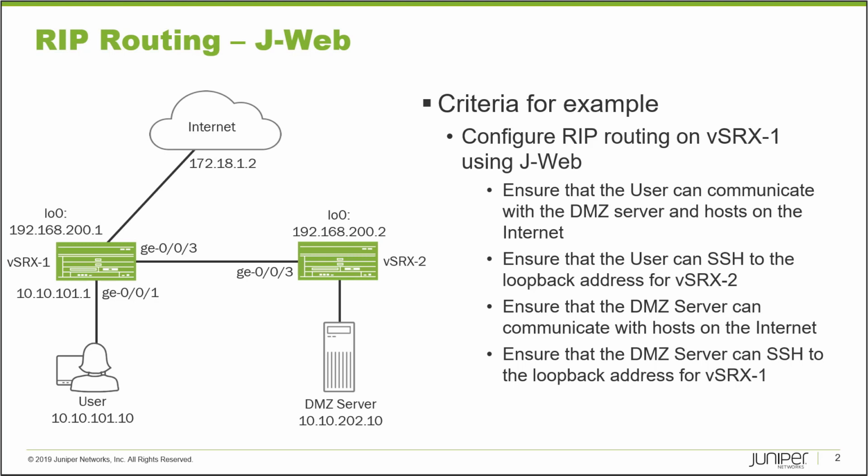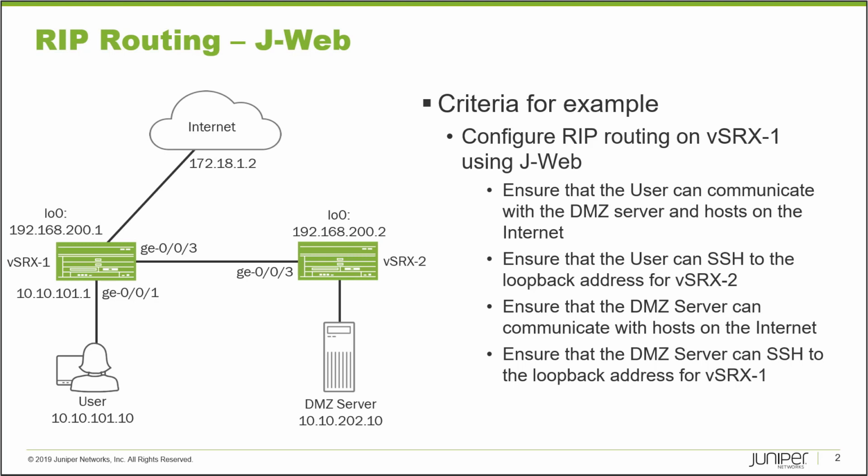So in this example, we want to configure RIP routing on vSRX1 using JWeb. vSRX2 has already been configured with RIP, so there's no need to worry about configuring things on vSRX2, but we will need to configure RIP using JWeb on vSRX1.